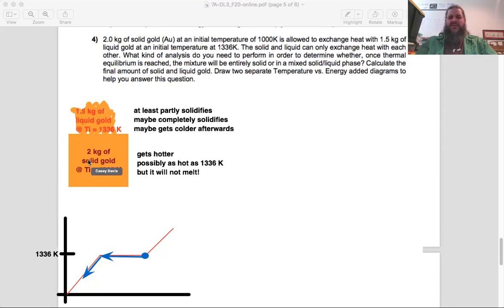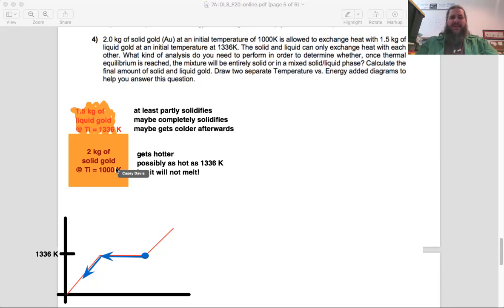In this case, as soon as the solid gold reaches its melting point, it's now at thermal equilibrium with the liquid gold, which means there's going to be no further heat transfer. The solid gold won't gain more energy. If it was in contact with something hotter than 1336, like let's say something at 1340 Kelvin, that's hot enough to warm it up to the melting point and continue adding more heat. So in that case, the solid gold might melt. But if the solid gold is only in contact with something at the melting point temperature, then the solid gold cannot melt because it's not going to gain any more energy after it reaches 1336.